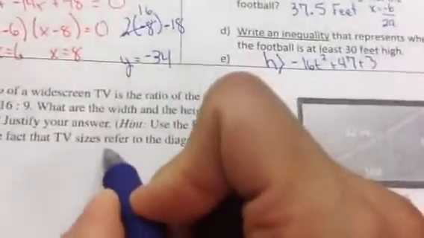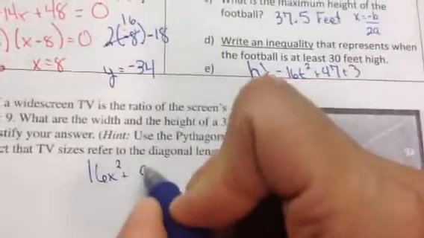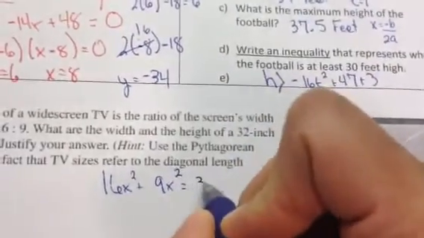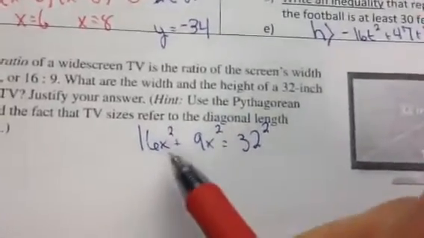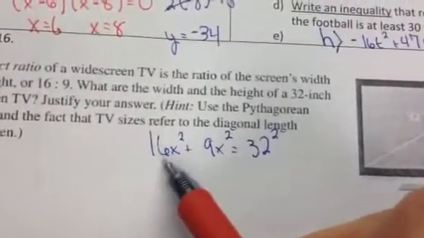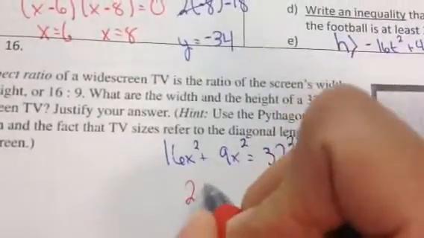So it's going to go 16x squared plus 9x squared equals 32 squared. And now my job is to solve for x. And when I look at this, I have the same type of x. Here I just have 16 of them. Here I have 9 of them. So I'm going to add them up.